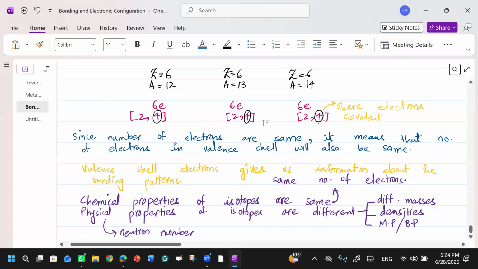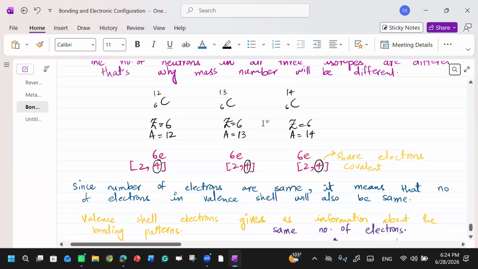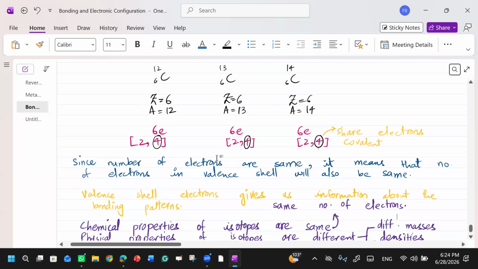So upon this, when we write the configuration of carbon 12, 13, 14, we deduce that there are four valence electrons. So this carbon tends to share electrons. It will not lose electrons, and it is not possible that any other element will give four electrons. It is not easy for any other species. So what they do is share with each other.